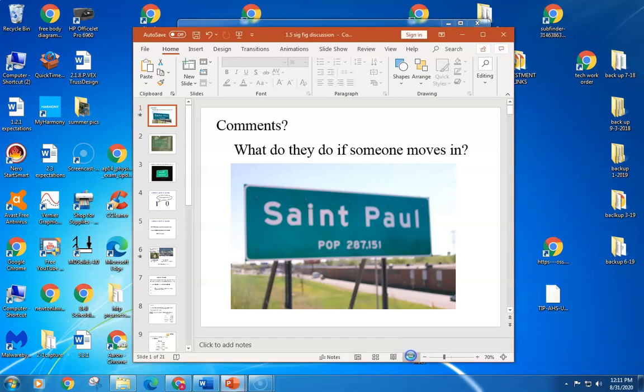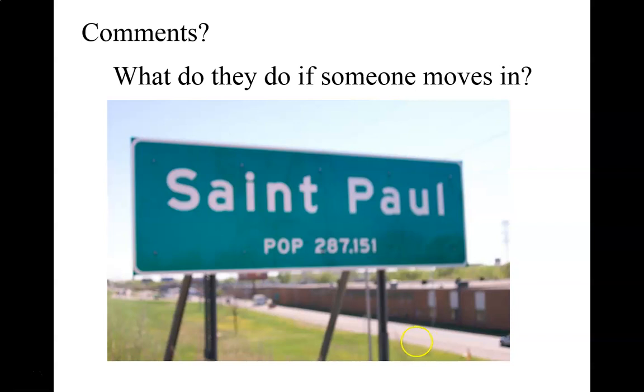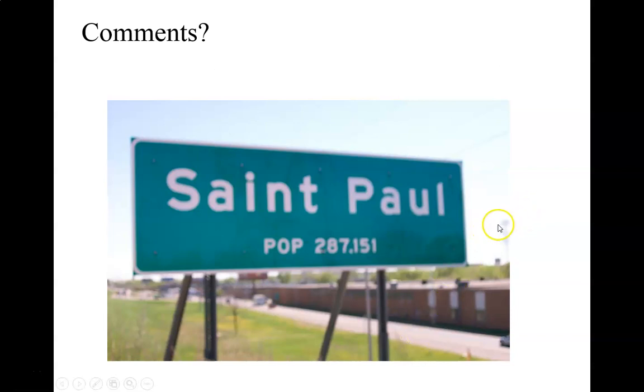All right, today we're going to be talking about significant figures, also known as sig figs. So if you look at this population sign for St. Paul, does anything strike you as a bit strange about it? Well, one thing that might strike you as strange is how specific it is.